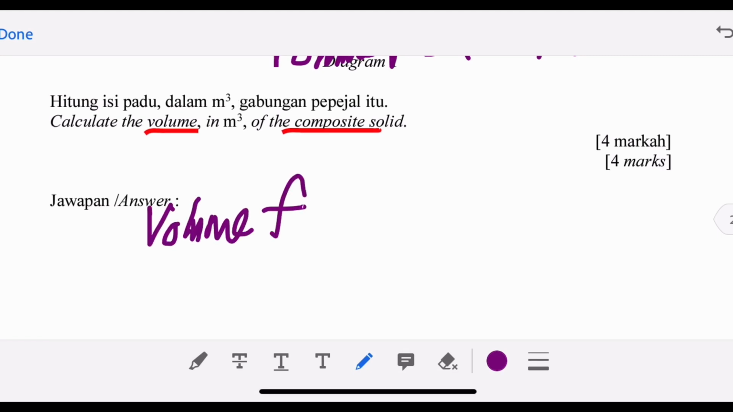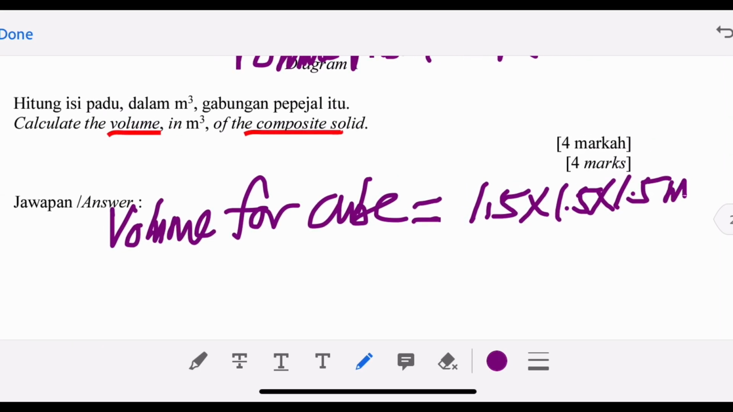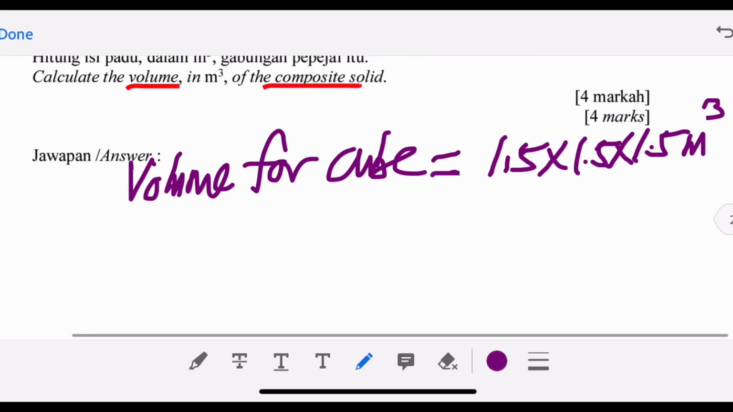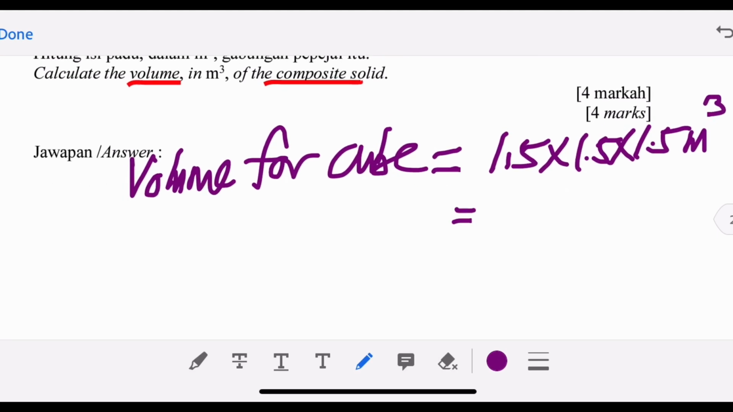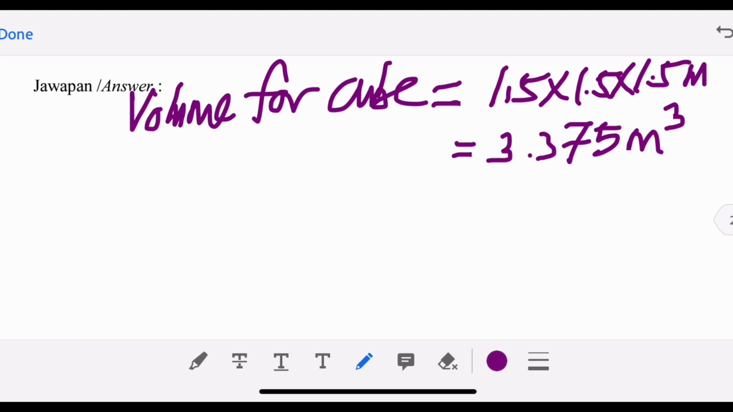So the volume for the combined solid: you have to calculate the volume for the cube first, which is 1.5 times 1.5 times 1.5 cubic meter. Then you use a calculator; you can write your answer in decimal, 3.375 cubic meter, or you can write it in fraction, up to you.